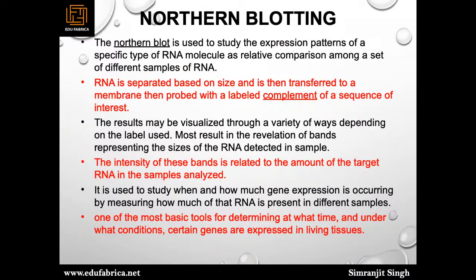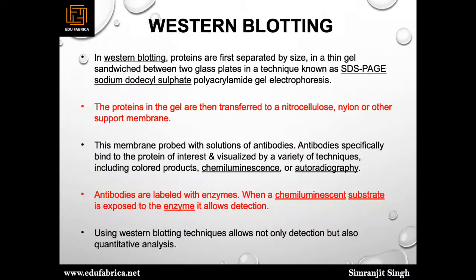Northern blotting is done to identify a specific type of RNA molecule and for relative comparisons among a set of different samples of RNA. RNA separated based on size is transferred to a membrane, then probed with a labeled complement of the sequence of interest. The intensity of the bands is related to the amount of the target RNA in the samples analyzed. It is one of the most basic tools for determining at what time and under what conditions certain genes are expressed in living tissues. Now, Western blotting.